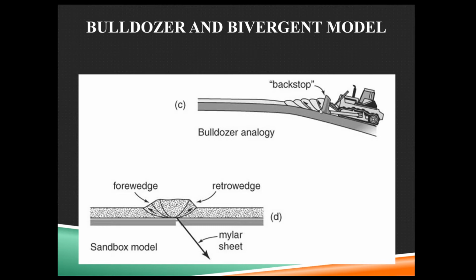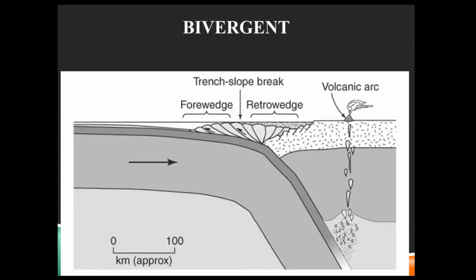Basically, it's kind of like a bulldozer or a snow plow coming and scraping as this goes under. Or if you have a sandbox with a piece of paper that's riding down and through a slit so that you can then pull that paper or mylar sheet, and the sand that's on the paper starts getting pushed against the sand on the other side, you get this forewedge and retro wedge look, just like this. So basically this happened because there was so much sediment on this side, on the edge of the overriding plate, that we get this forewedge and retro wedge.